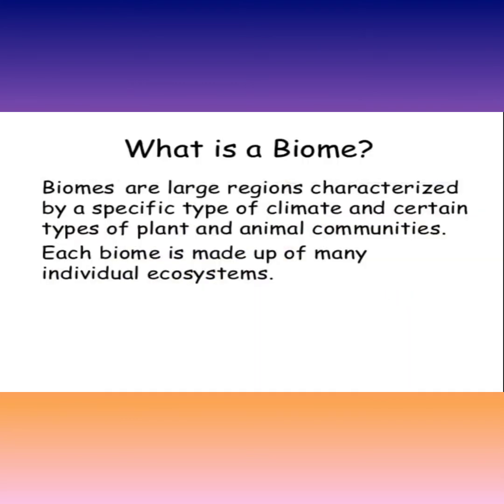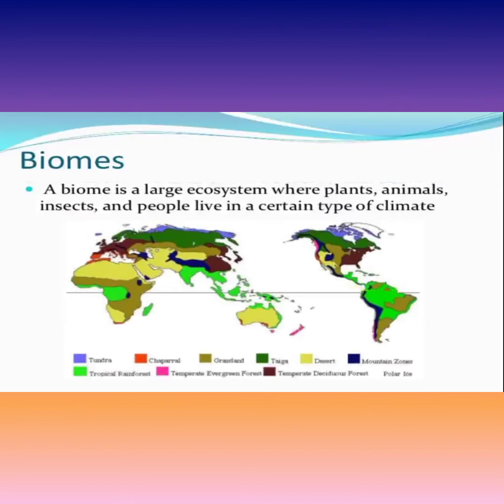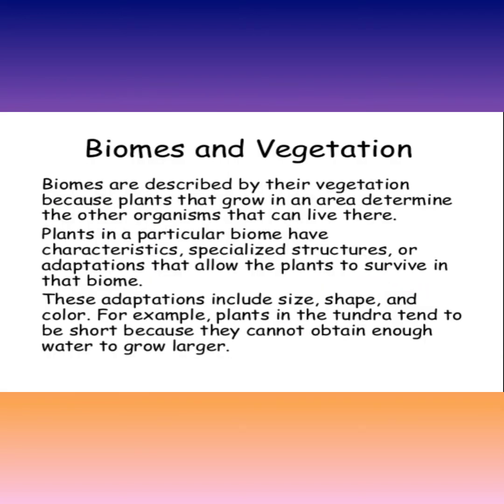What is a biome? A biome is a large area which is characterized by specific types of climate and certain types of plant and animal communities. Each biome is made up of individual ecosystems. Let's see, a biome is a large ecosystem where plants, animals, insects, and people live in a certain type of climate. Biomes are described by their vegetation.